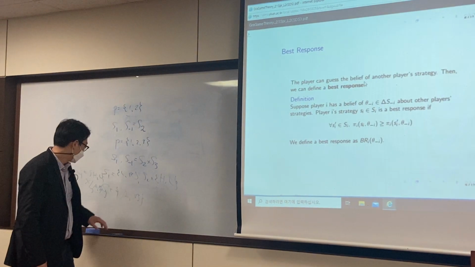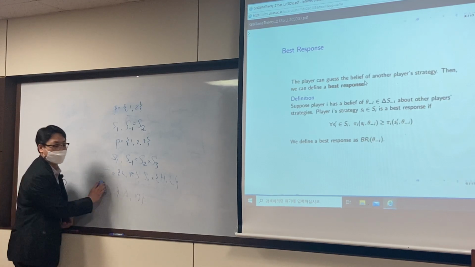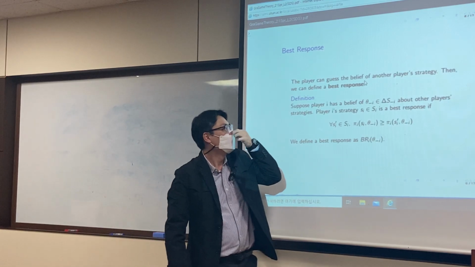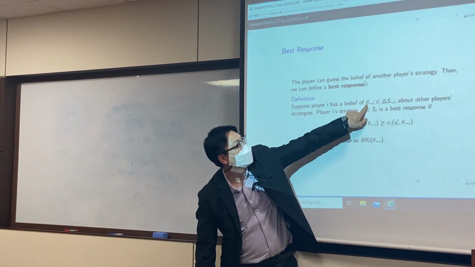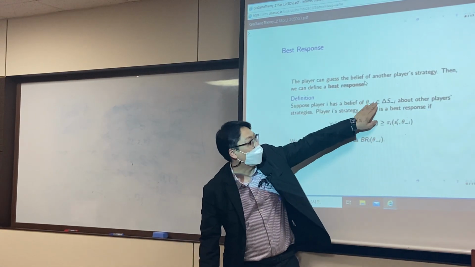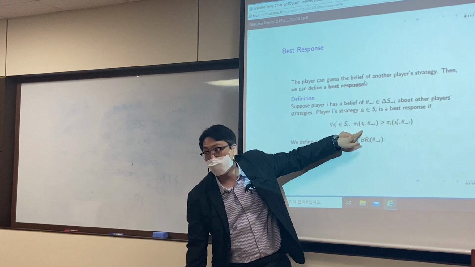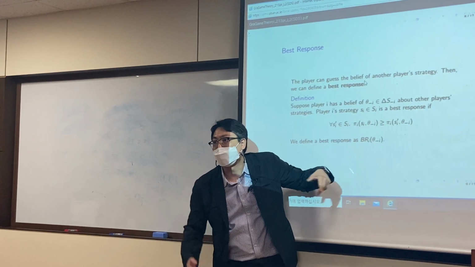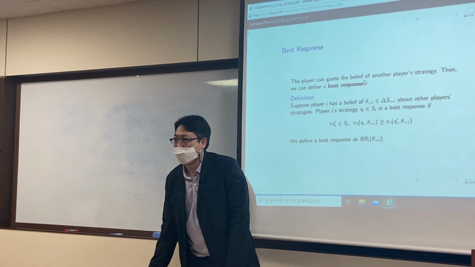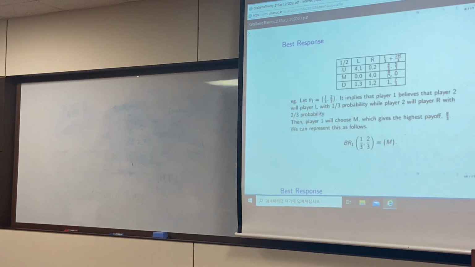Regarding terms, I'm going to explain more again and again later. But anyway, a best response is that when I'm having a belief about what other players are doing, based on that, if si gives the highest payoff to me, then this si is called the best response, based on my belief about other players' strategy. I'm giving you an example that probably will be better for you.